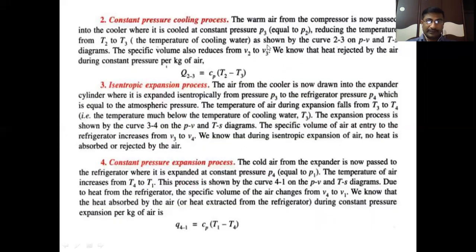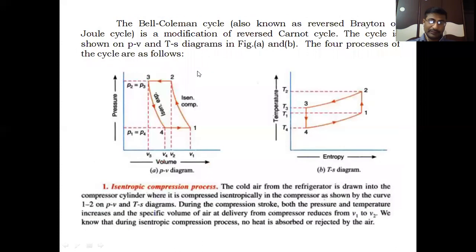T2 to T3 as shown by the curve 2, 3 on the P-V and T-S diagram. The specific volume also reduces from V2 to V3. Whenever the temperature reduces, the specific volume reduces. We know that the heat rejected by the air during constant pressure per kg of air is taken as Q23. Q23 is the heat transfer or heat rejected during this process 2-3.